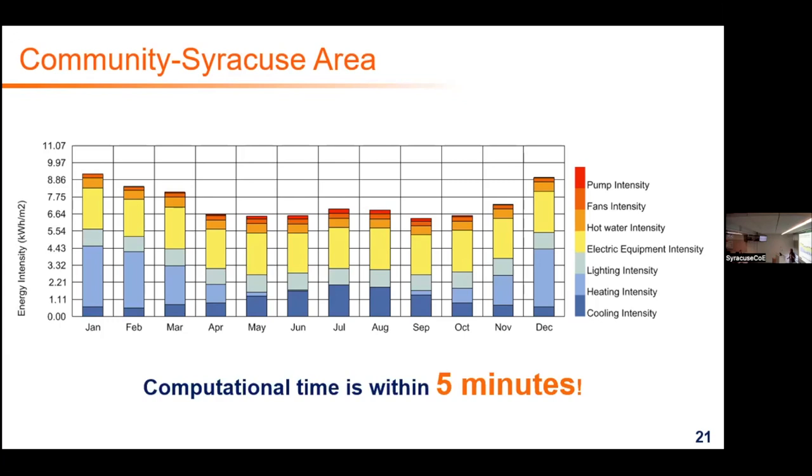But the one point I want to mention here is that even though we choose 50 buildings and we run the whole year of the energy consumption, when I use my computer, it will only use 20 cores, and the computational time is within 5 minutes. The reason is that when we design such a platform, we utilize parallel computing techniques in order to accelerate the running speed. So that's the reason why the computational cost is very, very low. So that is one of the advantages of such a GDS platform.